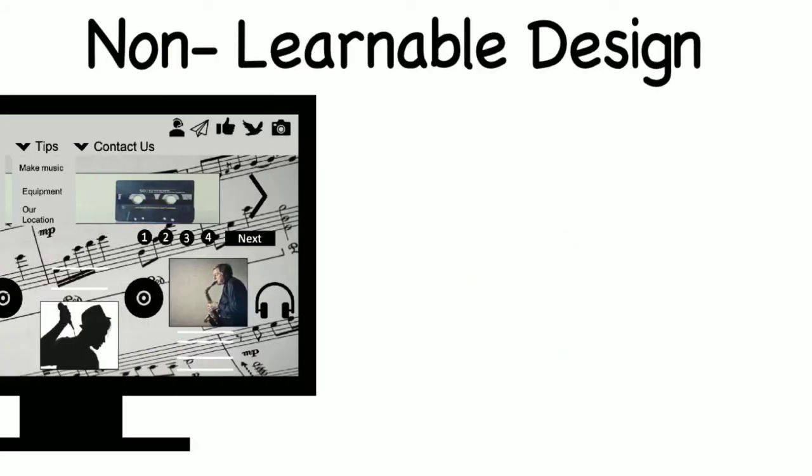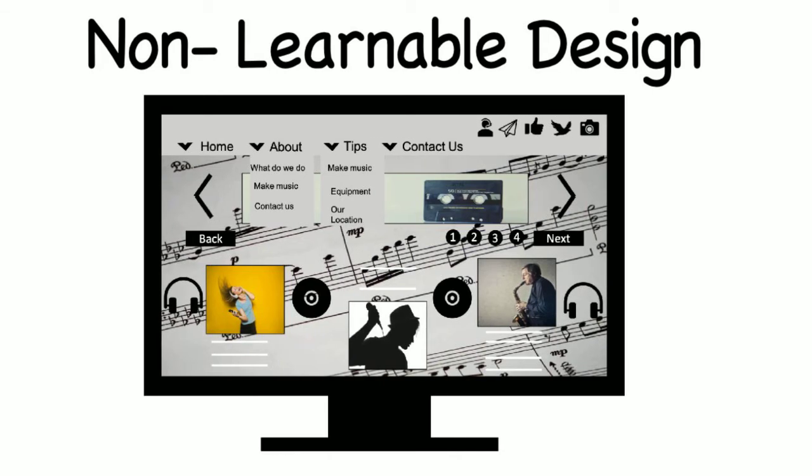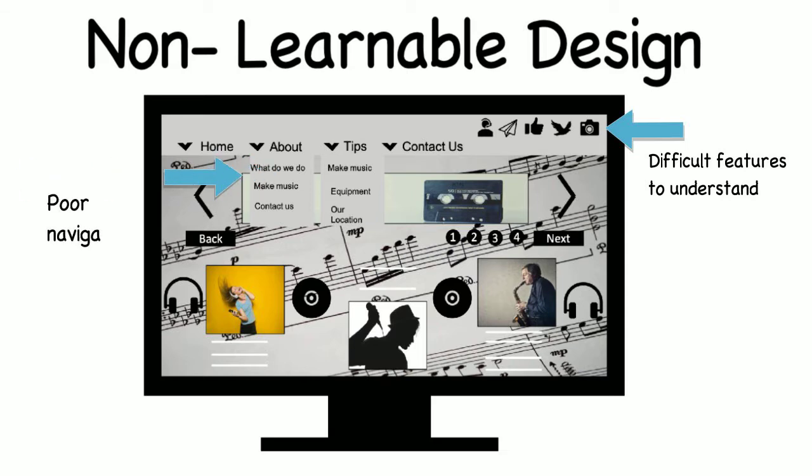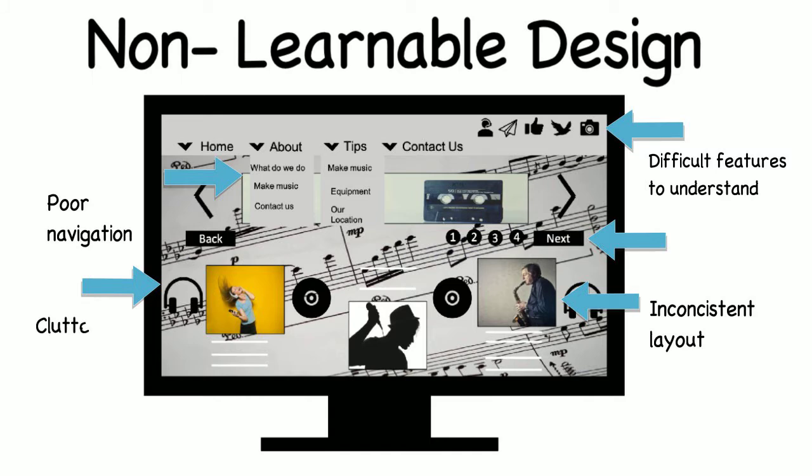Here is an example of a website design that may be difficult for the user to learn how to use. What are some problems you notice? First, the contact features are difficult to understand because they are not the typical icons users are familiar with. Second, the navigation tabs are not organized well. Third, the layout is inconsistent, making it difficult to scan the page. Finally, there is a lot of clutter between the extra images and navigation features.